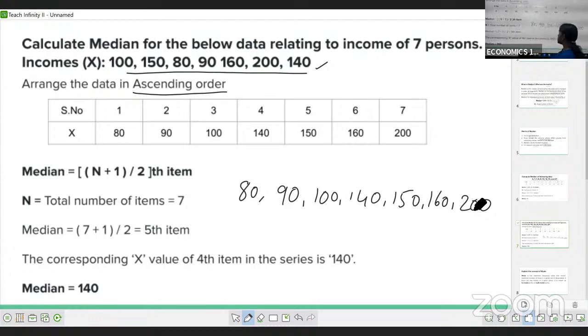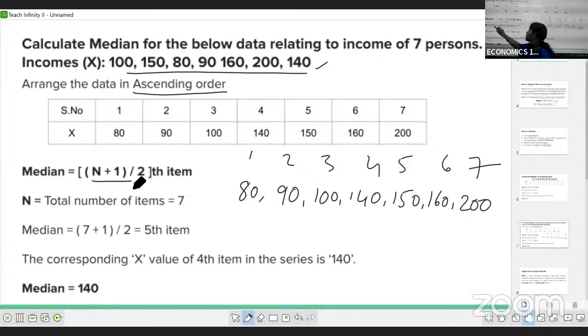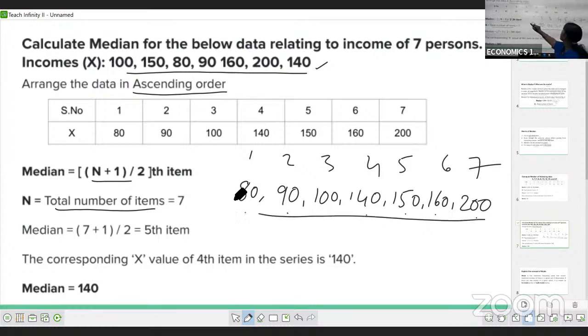And after arranging them, give numbers to them: first, second, third, fourth, 5, 6, 7. Because we have a formula now. What is the formula? N plus 1 by 2. N stands for the total number of items. So how many total items do we have? Count them: 1, 2, 3, 4, 5, 6, 7. So the number of items they have given is 7.